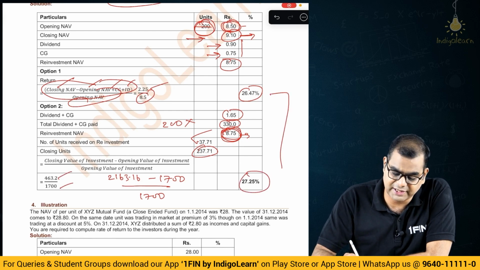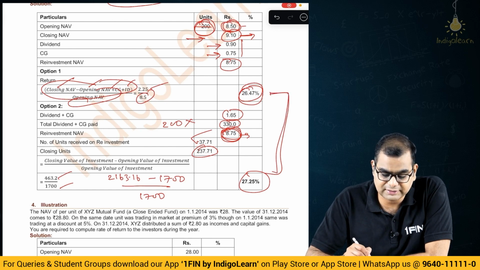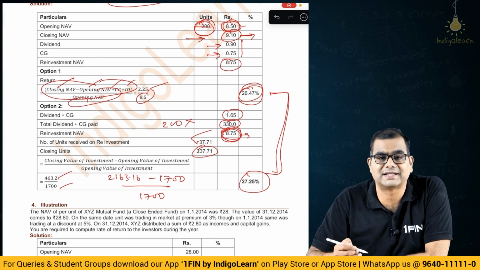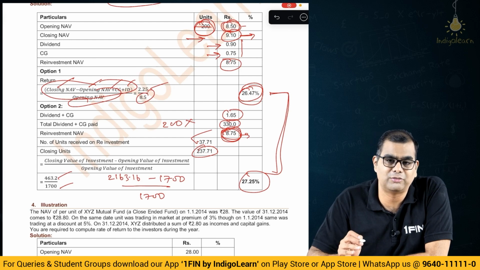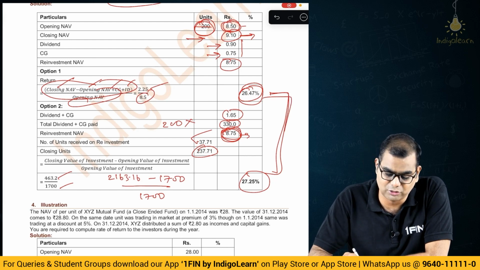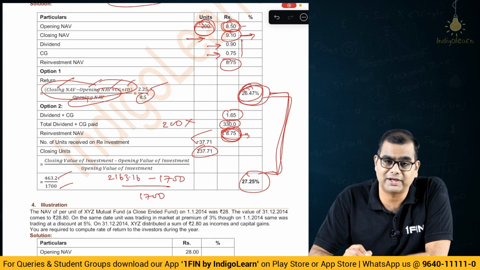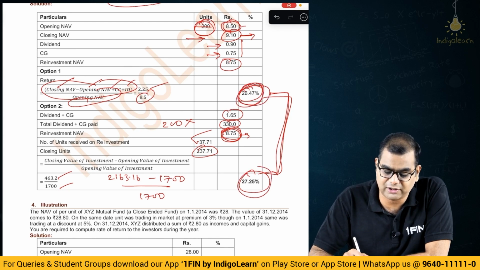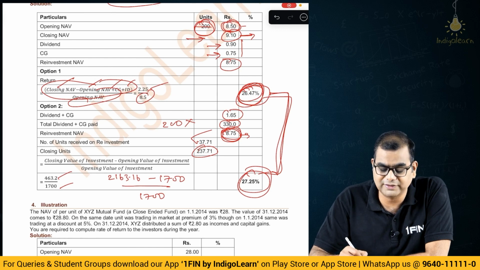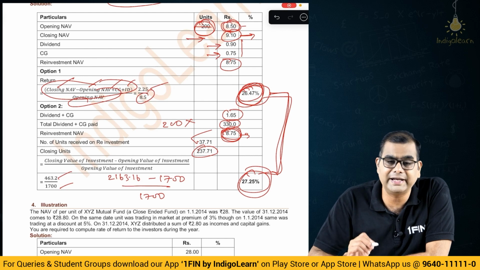Now, in an ideal scenario, both of them will be the same, provided you get the dividend on, let's say, the last day or something like that. Only then will they both be the same. If you got the dividend somewhere in the middle and the reinvestment rate is something else, then obviously these two holding period returns will be very different. Because one accounts for cash received, another accounts for units received. Both of them have to happen on the same day. If they happen, let's say, towards the end, then you should take the ending NAV.